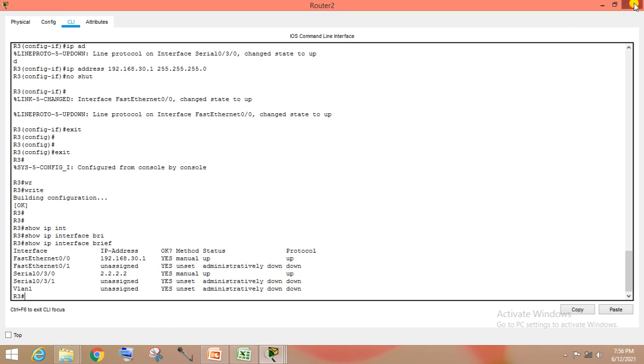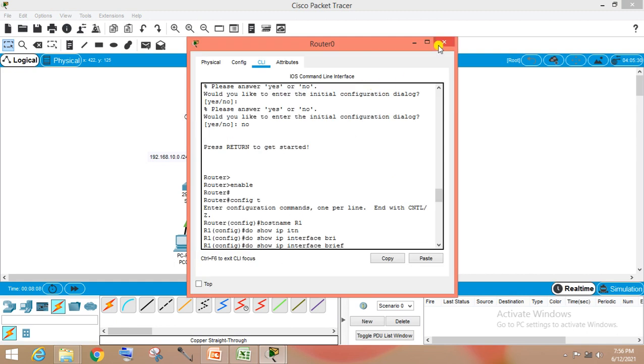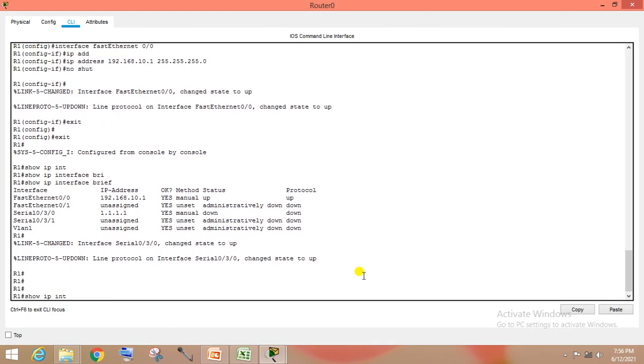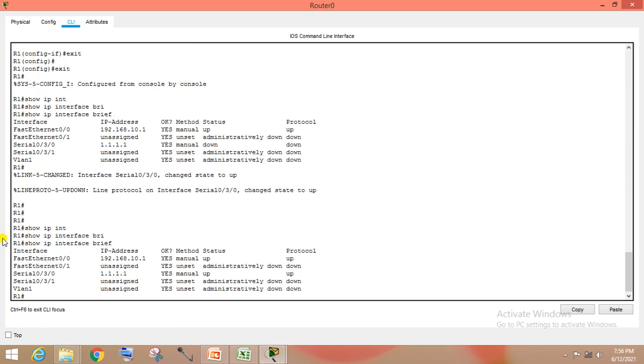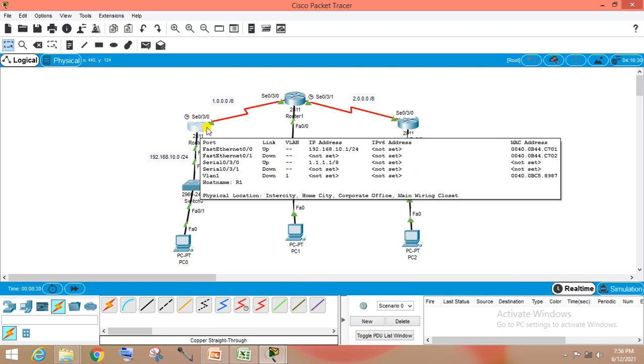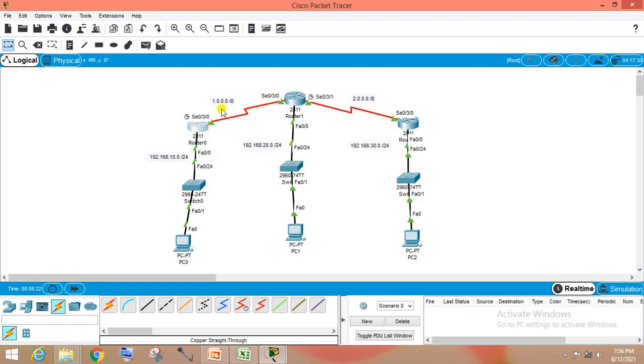Then go to the first router. This is WAN, this is LAN, and all are up. Now all interfaces come up. This is the primary configuration which we have to do. First we have to make the topology, and we have to assign the IP address to each interface, and we have to check that the interface protocols come up.